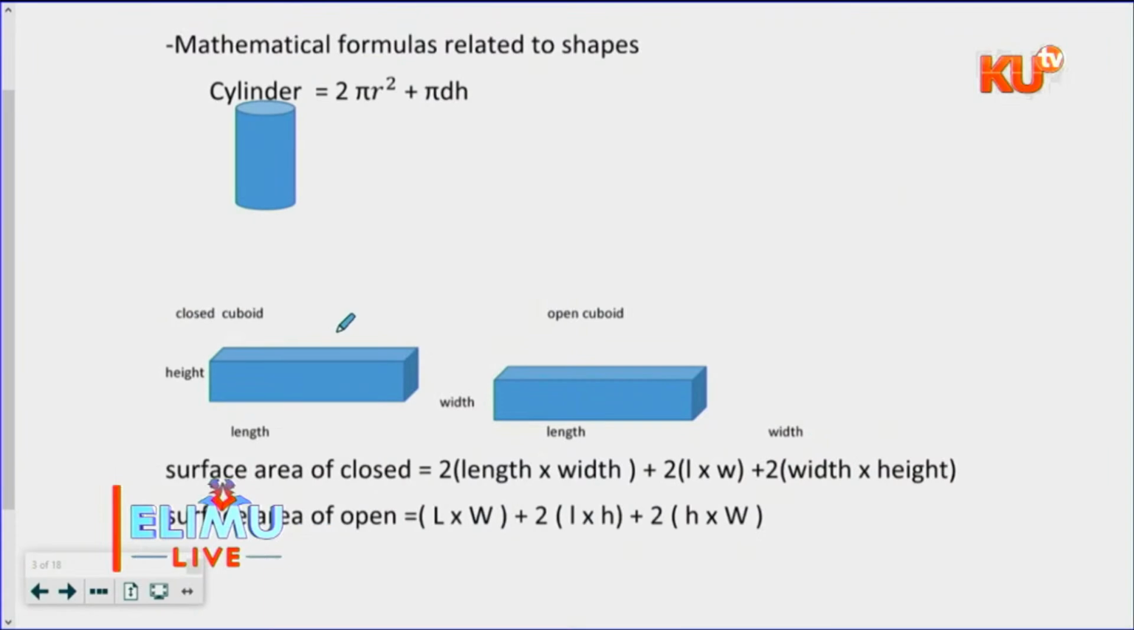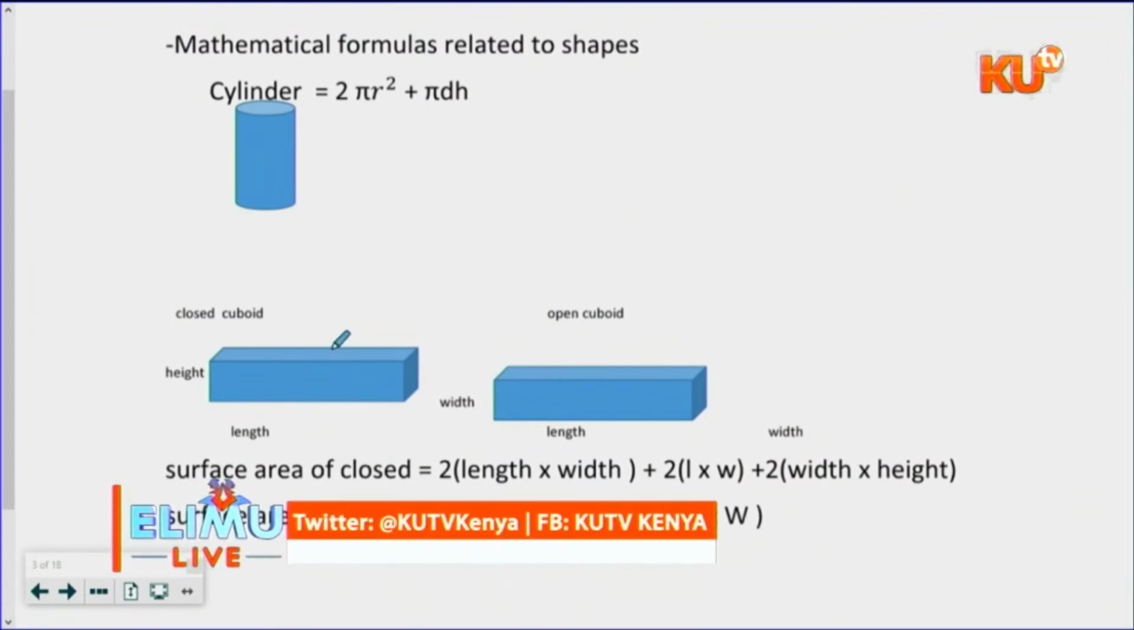So look at the first cuboid, which we say is closed. This part here is called the top. And then down, where it is resting, we call it the bottom.